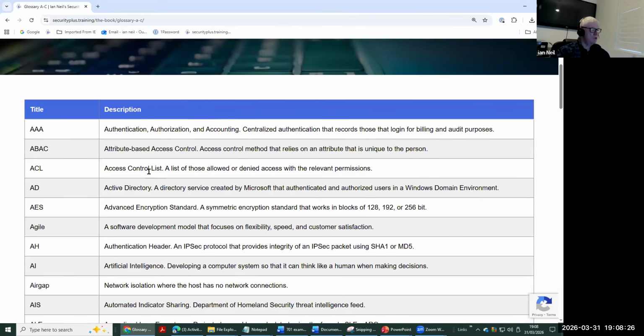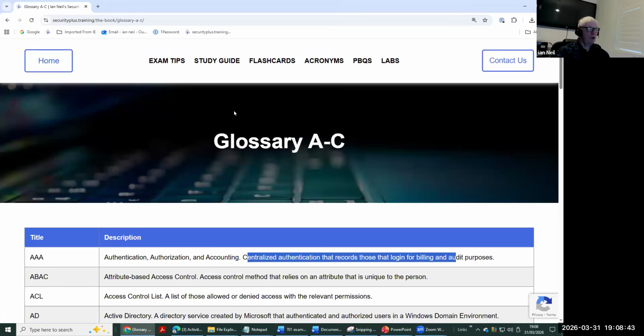But the good thing about the study guide is the glossary. When you look at the glossary, if acronyms are holding you back, you can see AAA. It's authentication, authorization, accounting. What does it do? Central authentication that records login for billing and audit.